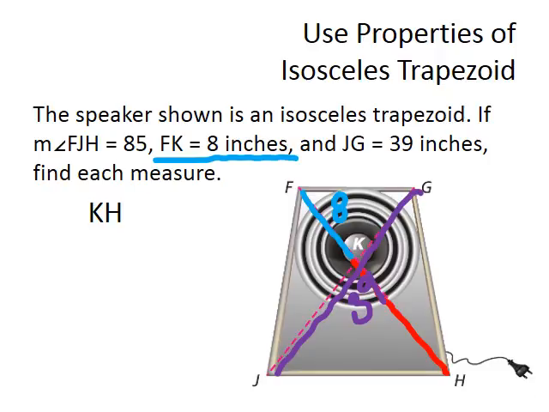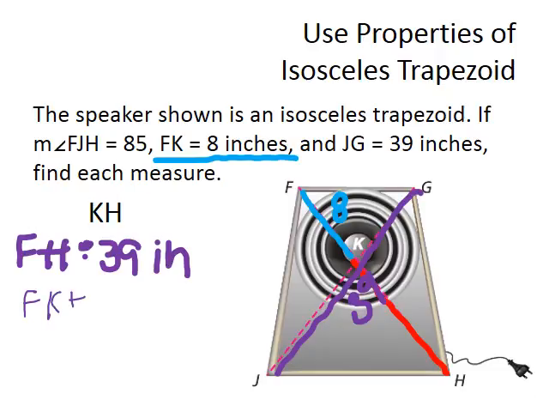All right, diagonals in a trapezoid. If it's an isosceles trapezoid, we know that the diagonals are congruent, so FH is also equal to 39 inches, which means FK plus KH has to add up to 39 inches. Those are the two parts of this diagonal. So those two parts together have to equal the whole length, 39.